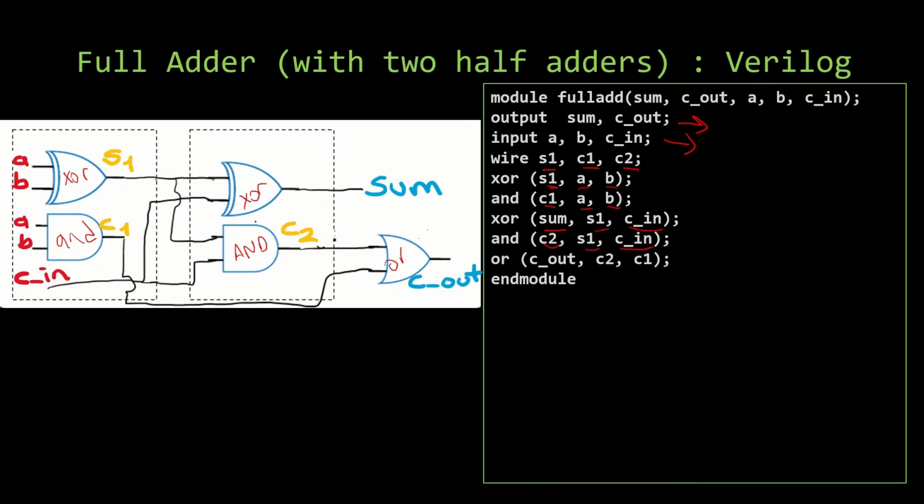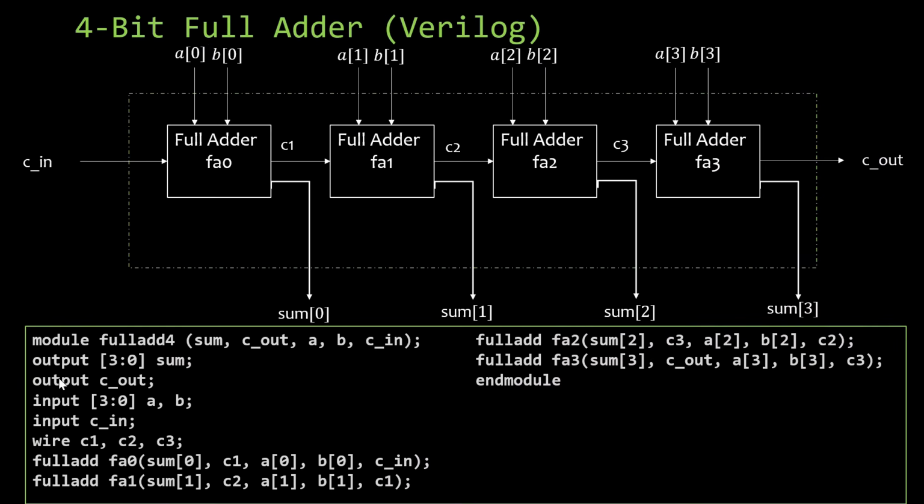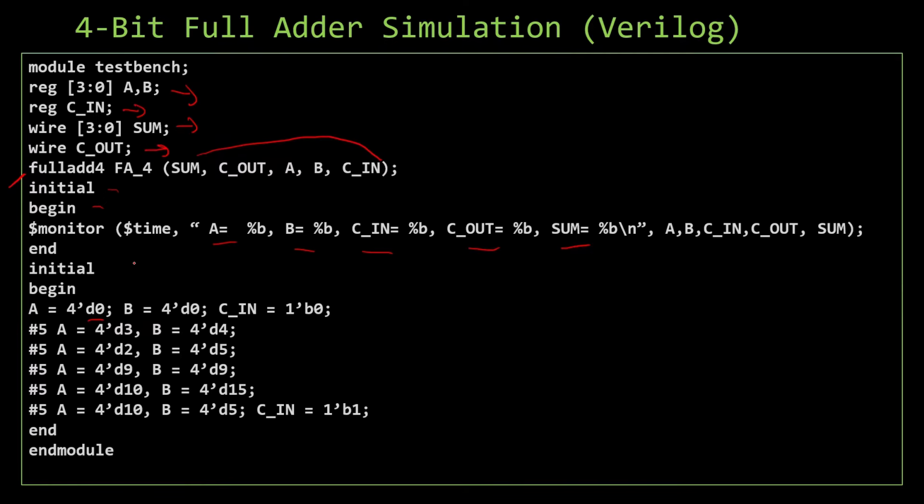In this video, first we'll see how to write the gate-level Verilog design code for the full adder logic circuit. Then we'll learn how to implement a 4-bit adder by cascading full adders and write the Verilog code for that module as well. After that, we'll write the simulation code to see if our design is working properly.